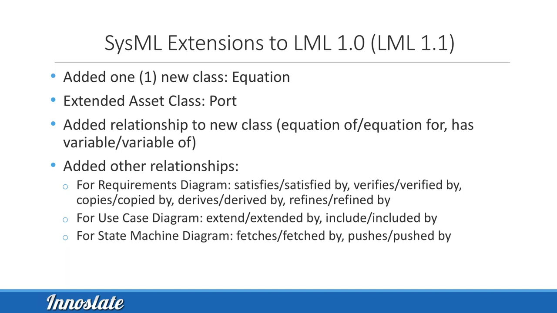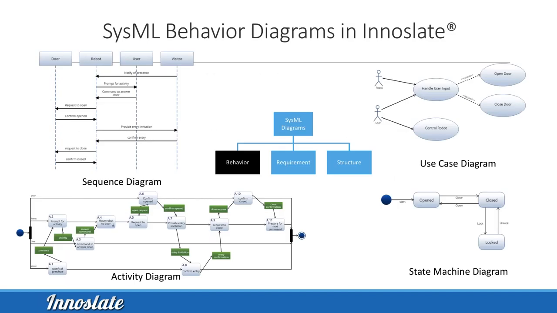And then all kinds of other relationships were needed for the requirements diagram. You can see satisfied by, satisfies, those kinds of things all the way through. So again, there were things that were added as needed to give the full plethora of diagrams. So the end result, at least in the way we've now implemented it in Innoslate, is you get all the diagrams you're looking for and can work with them.